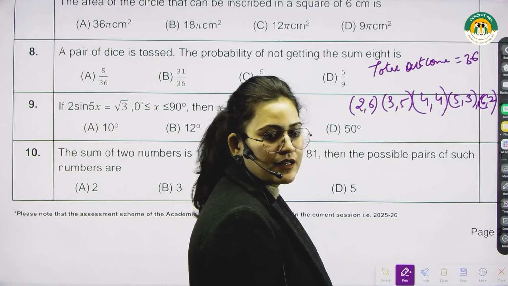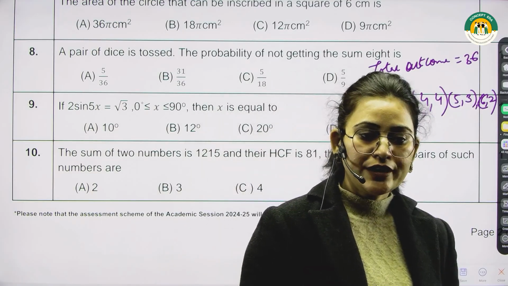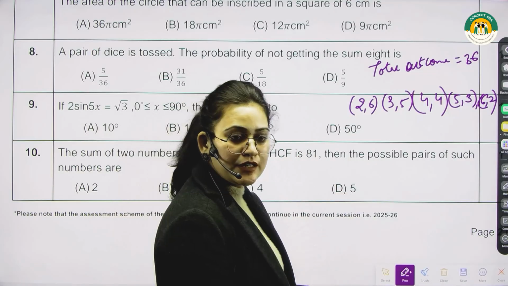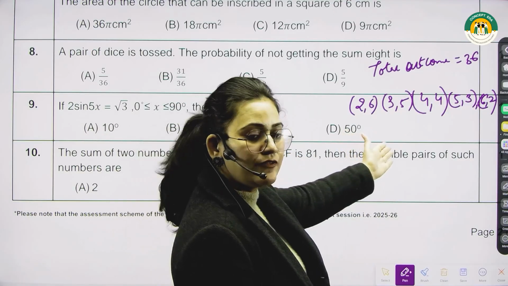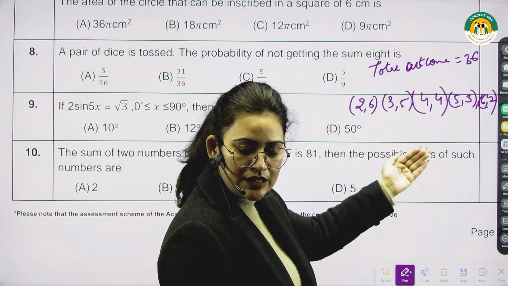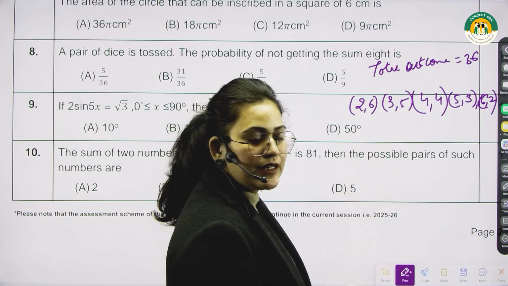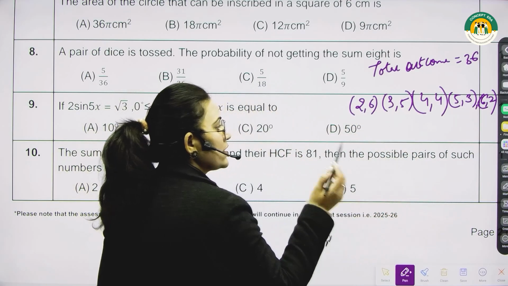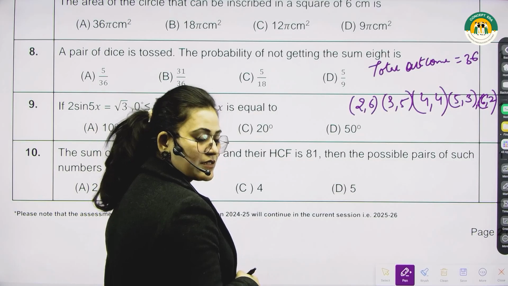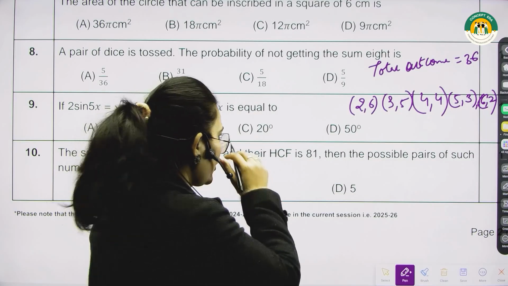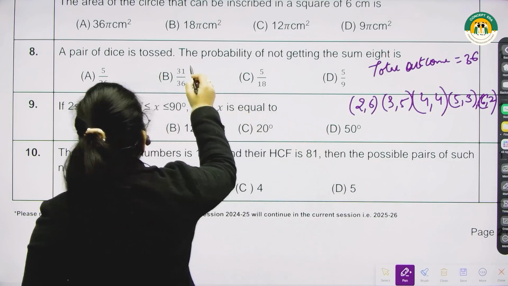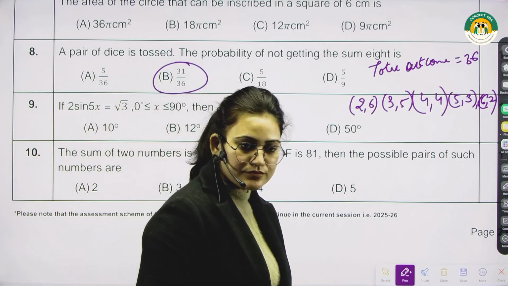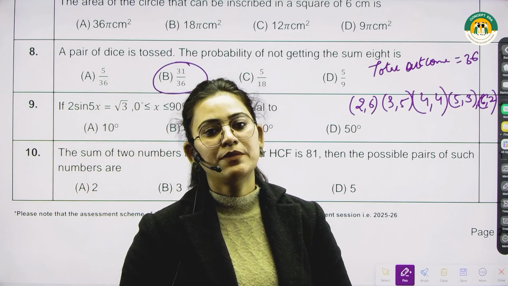5 options are there. But what do we need? We have to find how many options are there whose sum should not be 8. So if 5 options are there whose answer is 8, how many are left? There are 31. 36 total outcomes, out of which 5 outcomes have the sum 8. So how many are left? 31. 31 upon 36 is the answer. Probability is favorable outcomes divided by total number of outcomes.